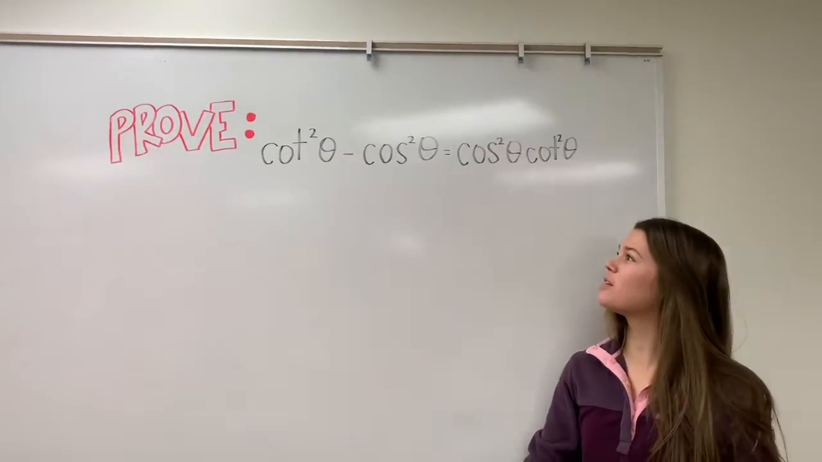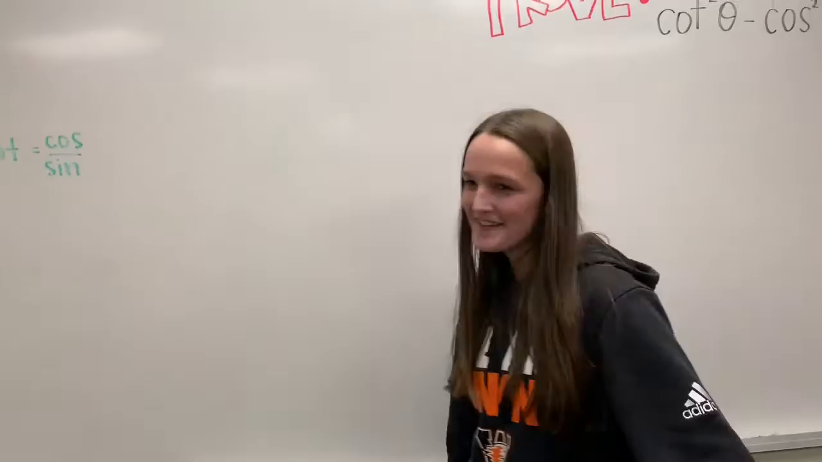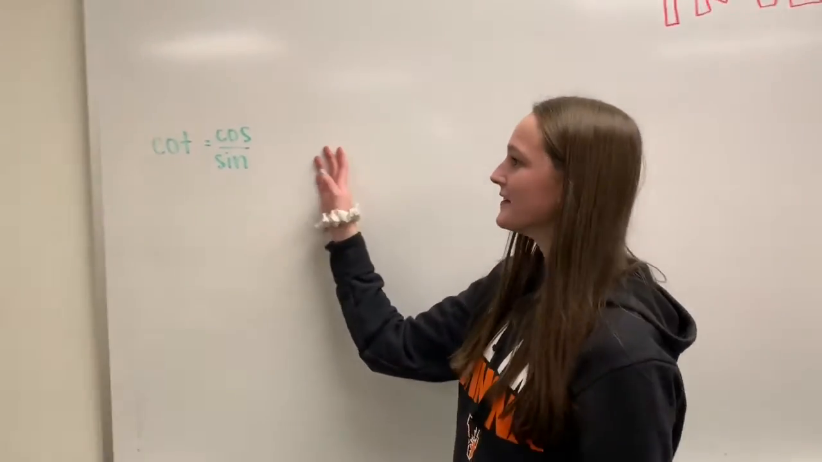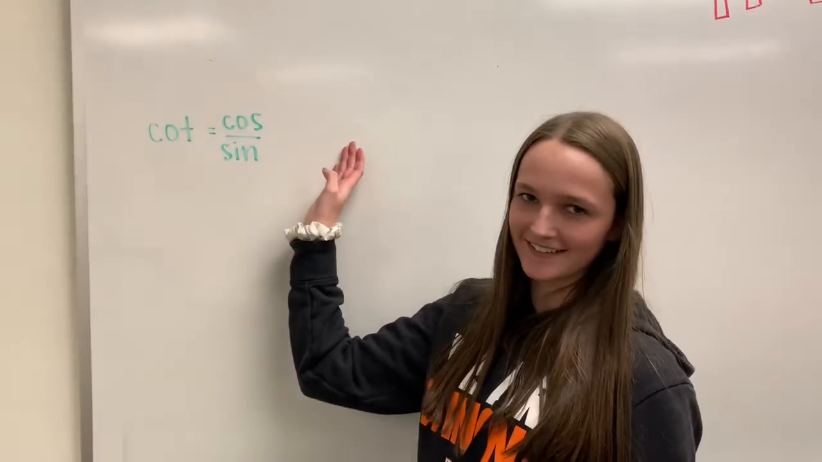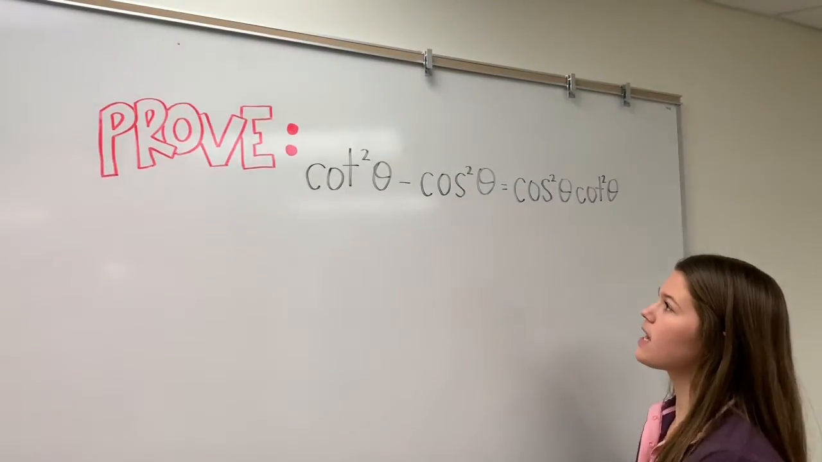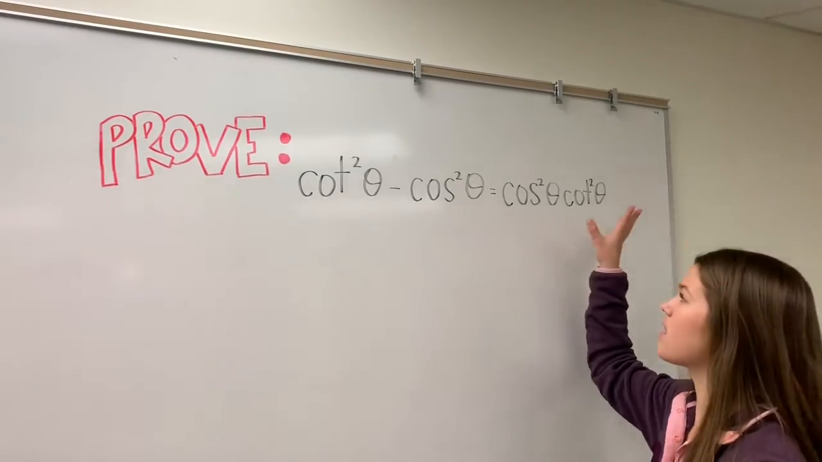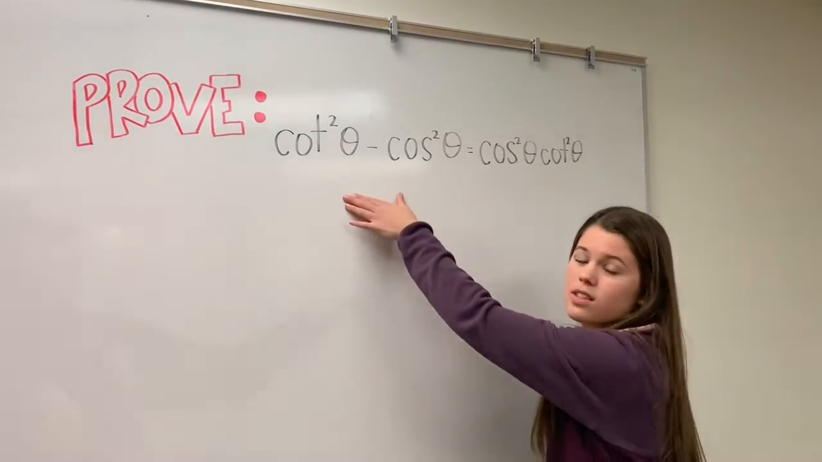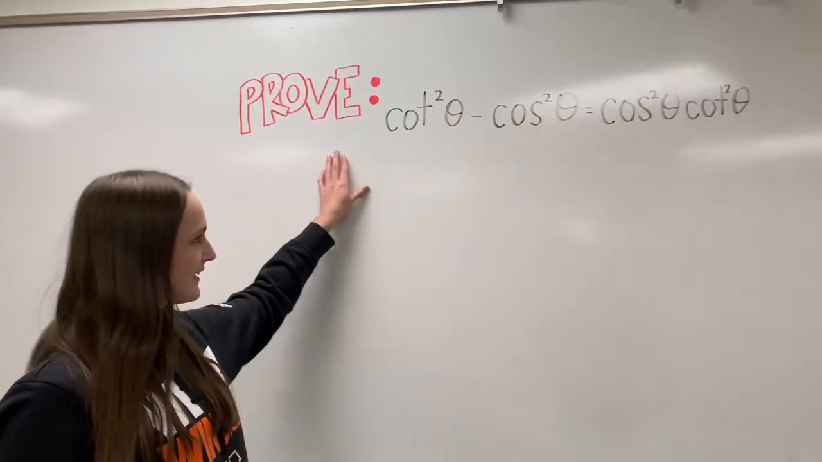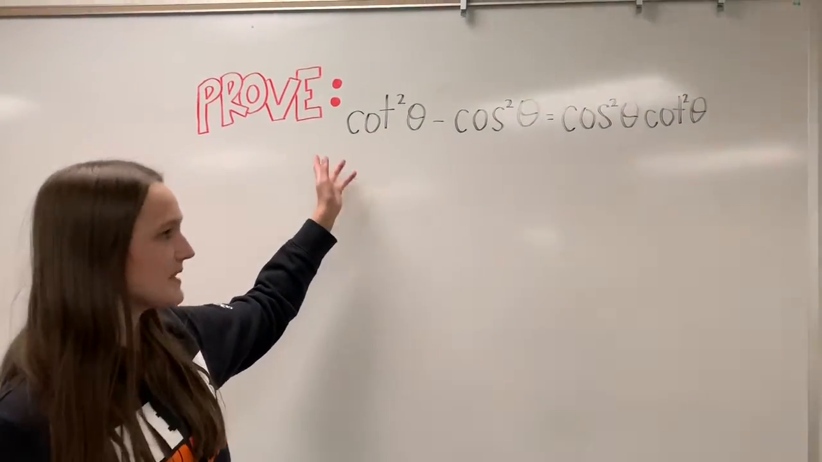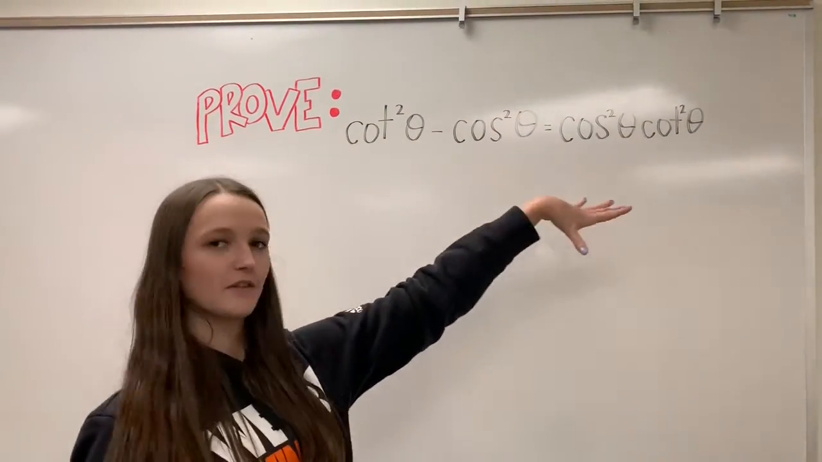We're going to be helping you prove this trig proof. Before we start, you need to know that cotangent equals cosine over sine. So the goal of this trig proof is to get this side to equal this side, or if you want to start on the right side, it would be to get this side equal to the left side. Today I will be starting on the left side because I think it will be easier, but you can start on the right side if you want.